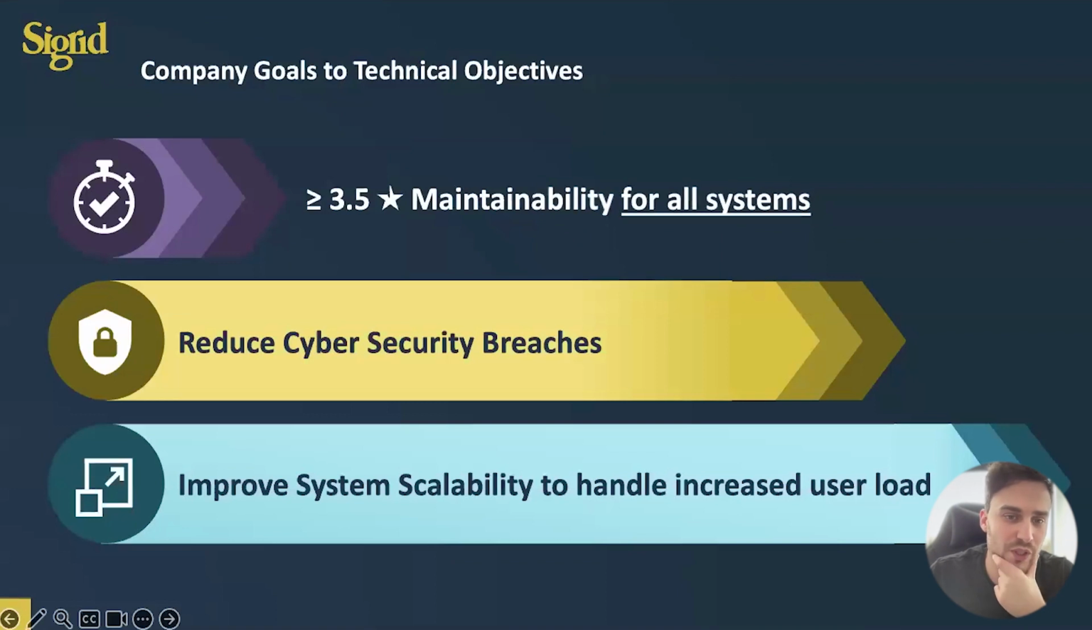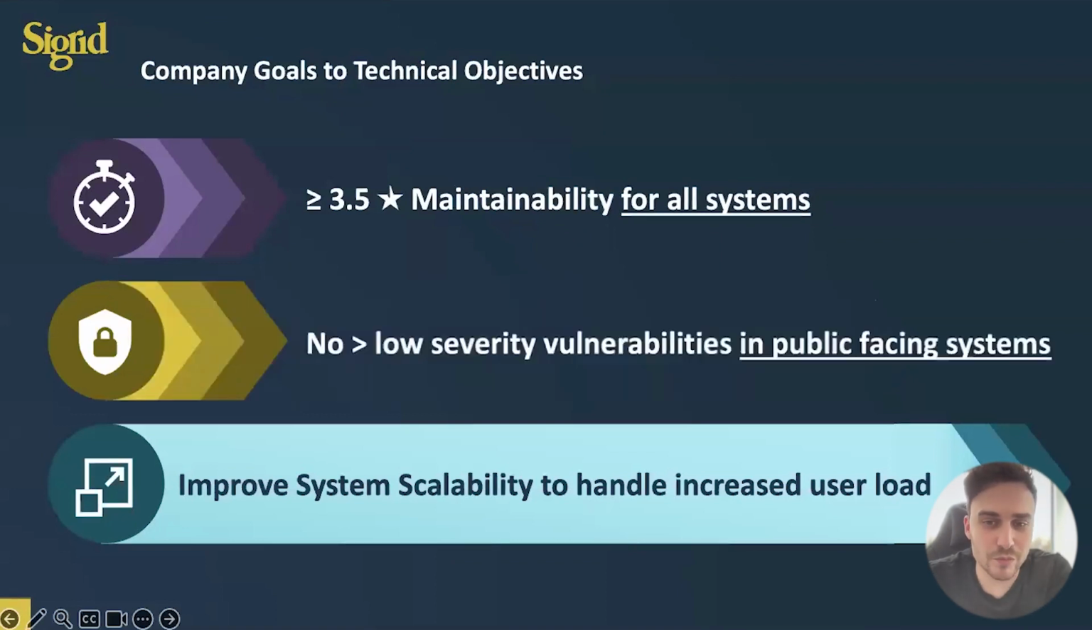If your goal is to reduce cybersecurity breaches, you can set that there should be no low or higher severity vulnerabilities in public-facing systems. Public-facing systems are often the most important for these vulnerabilities, where if all of these are achieved, you can make it a little bit more strict and say that also the internal systems should have no vulnerabilities.